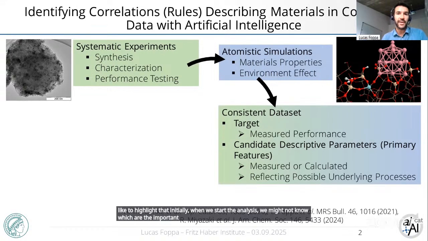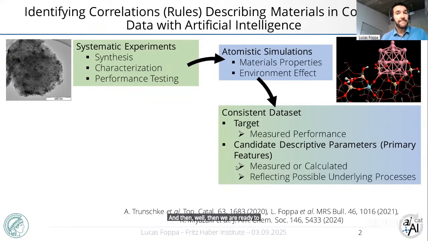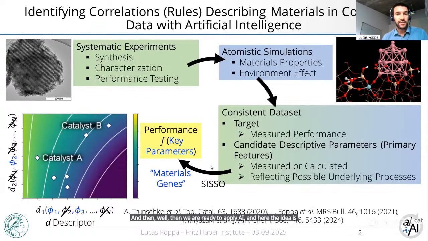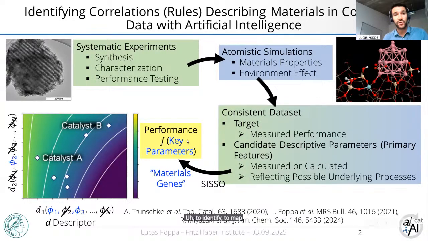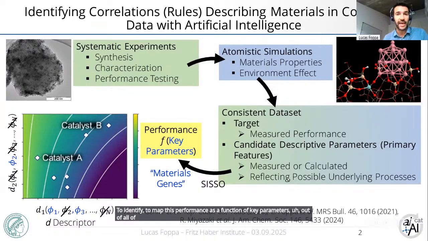So we offer many of these parameters that correlate with different underlying processes. And then we are ready to apply AI. Here the idea is to apply SISSO to map this performance as a function of key parameters out of all of these initially offered candidate parameters.